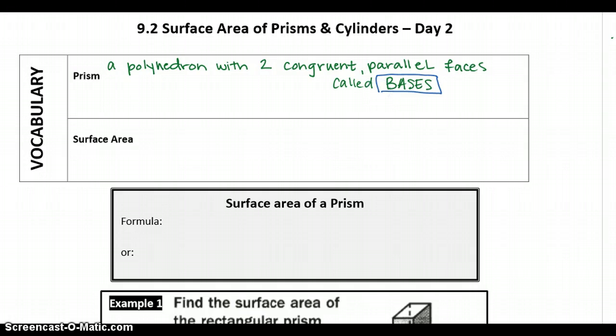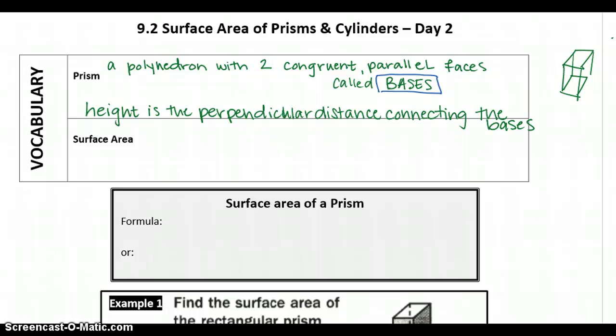So a prism could look like something that's two rectangles, bases, that all the corners are connected. We also have the height of a prism. The height is the perpendicular distance that connects the two bases. So it has to go from one base to the other, and it has to be perpendicular to both of the two bases, to the top and the bottom.